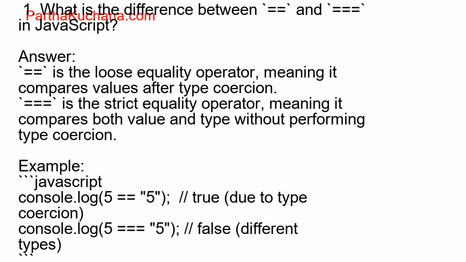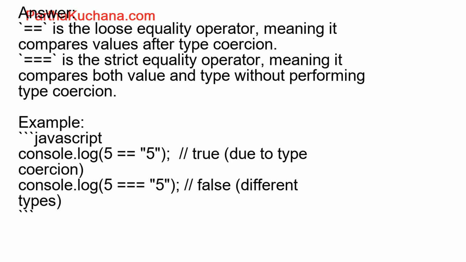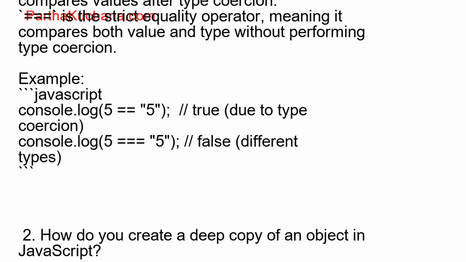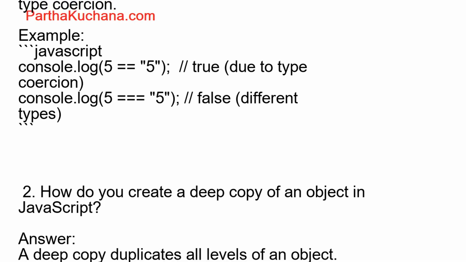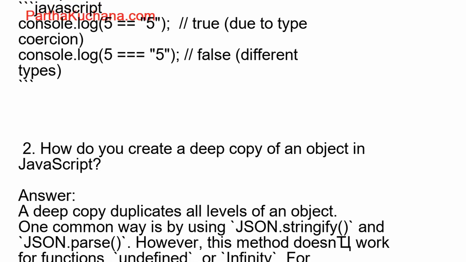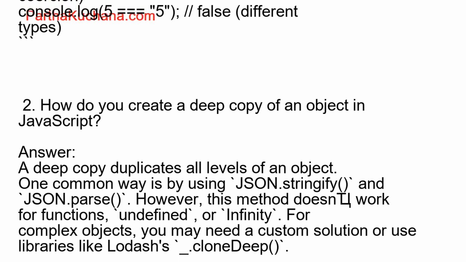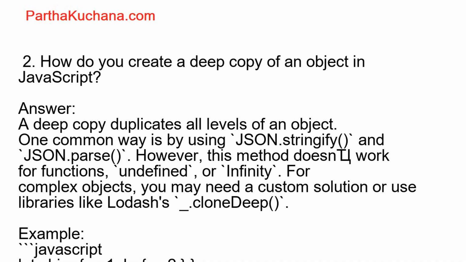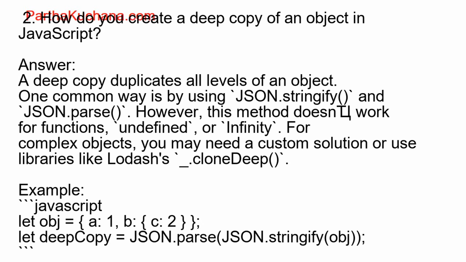2. How do you create a deep copy of an object in JavaScript? Answer. A deep copy duplicates all levels of an object. One common way is by using JSON.stringify and JSON.parse. However, this method doesn't work for functions, undefined, or infinity. For complex objects, you may need a custom solution or use libraries like Lodash's cloneDeep. Example, JavaScript. let obj = {a: 1, b: {c: 2}}. let deepCopy = JSON.parse(JSON.stringify(obj)).